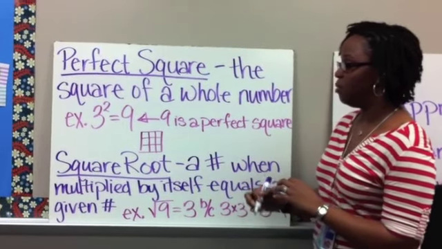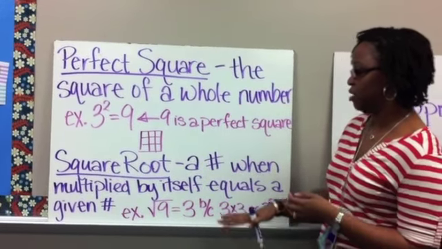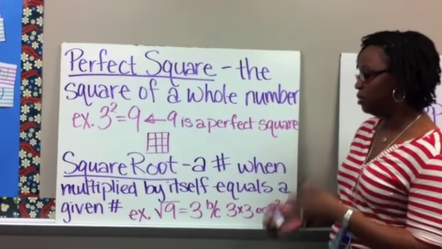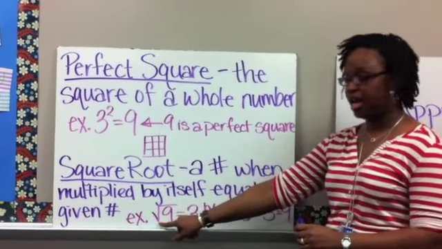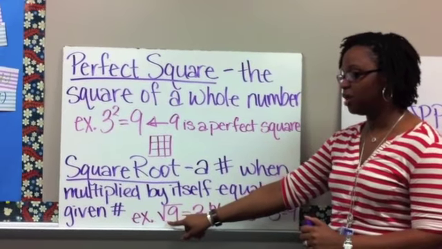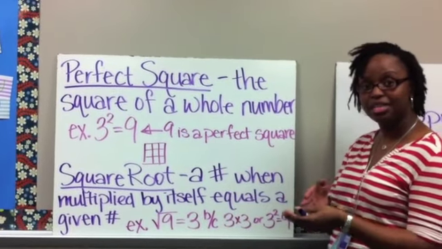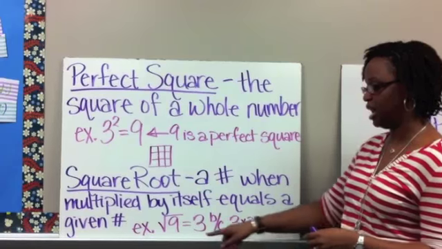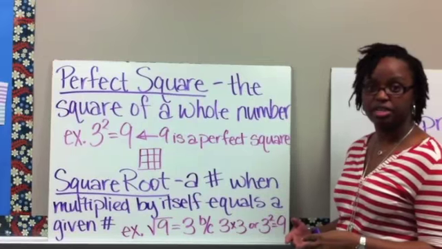Okay? Then we've got the opposite of a perfect square, which is its square root. And the square root is a number that, when multiplied by itself, equals your given number. And we use that little radical sign. So here, I'm looking for the square root of 9. That's my given number. So I want to know what number times itself will give me 9. Well, that's 3, because 3 times 3, or 3 squared, equals 9.